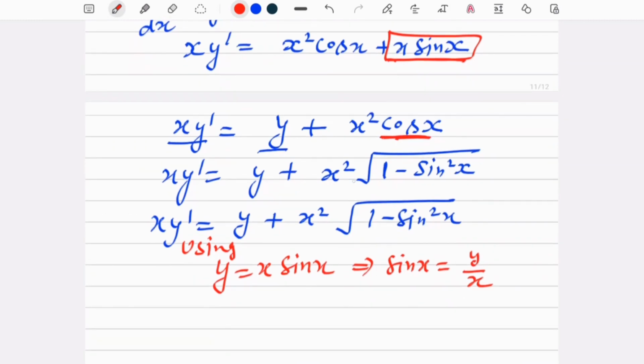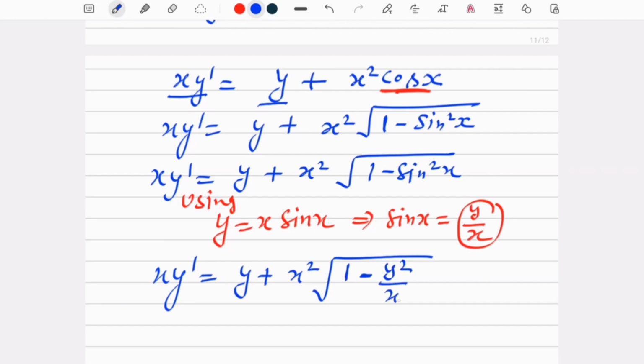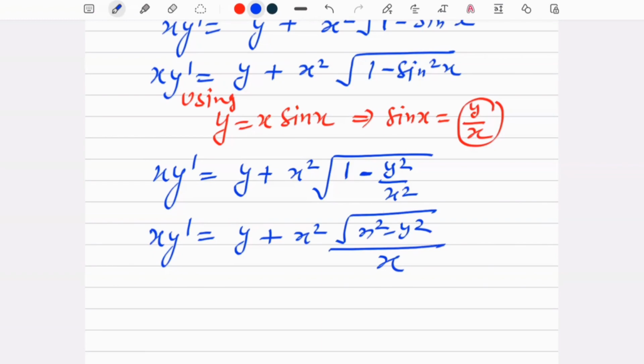Cos x has been converted into 1 minus sin square x, and sin x I have as y by x, so sin square x will be y square by x square. Clear? Yes, sir. So xy dash is equal to y plus x square under root 1 minus y square by x square. And then we can find the LCM and we'll get the answer: y plus x square under root x square minus y square over x square. Power 2 will be cancelled out by the square root, and one power will be gone. It will be xy dash is equal to y plus x under root x square minus y square.